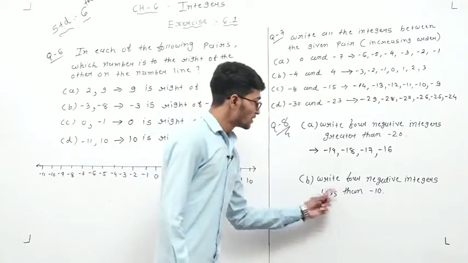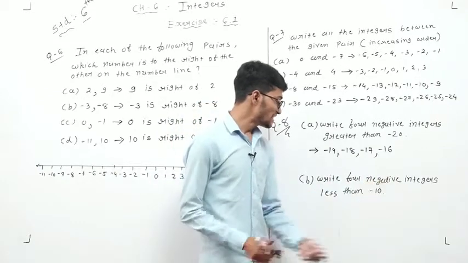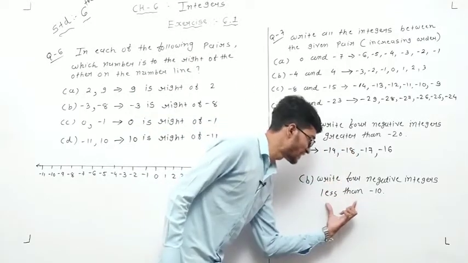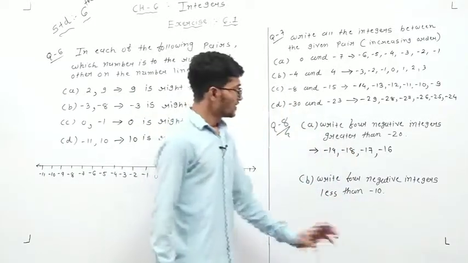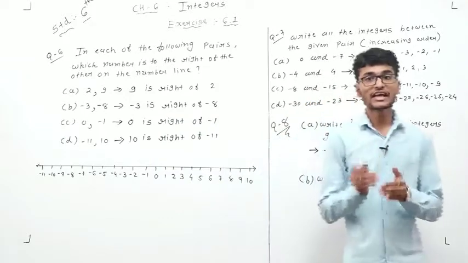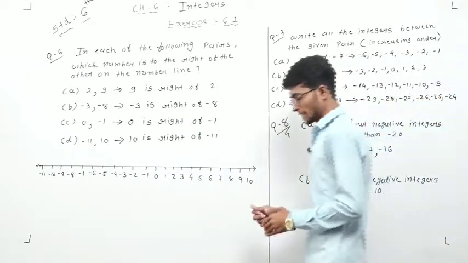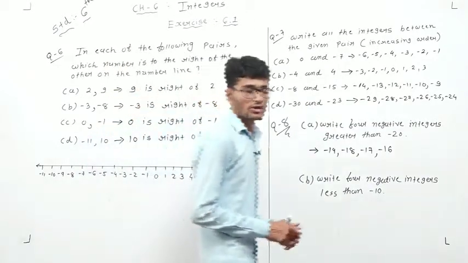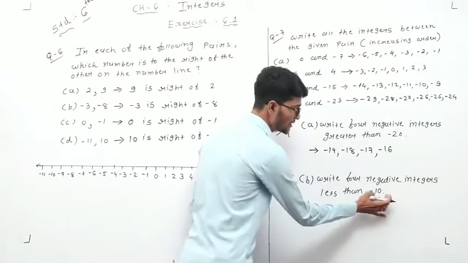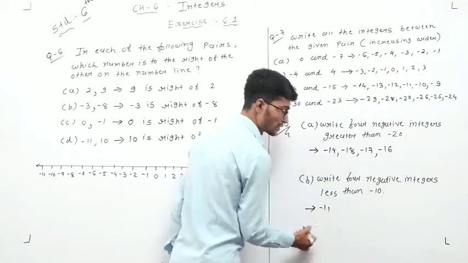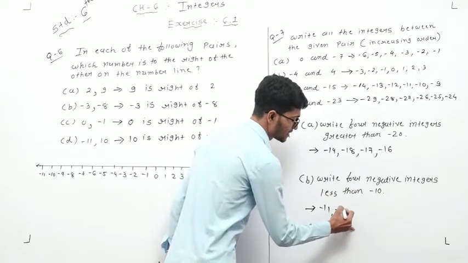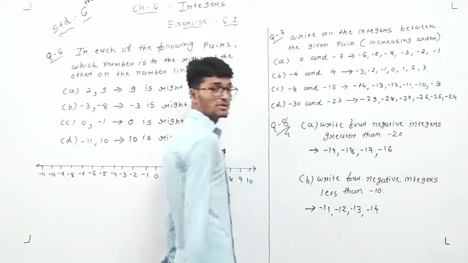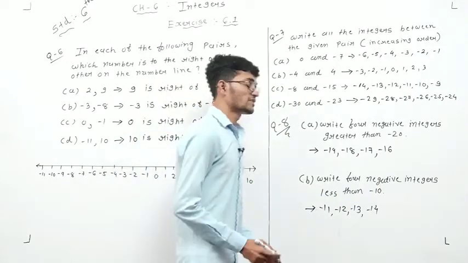Clear? Now the second question: write 4 negative integers less than minus 10. It's the same as the previous question, but there it was greater than and here it is less than. Less than minus 10 means going to smaller numbers. Minus 10 is big, the smaller number is minus 11, then minus 12, minus 13 and minus 14. Here minus 10 is the big number, right? So this is the second question's answer.